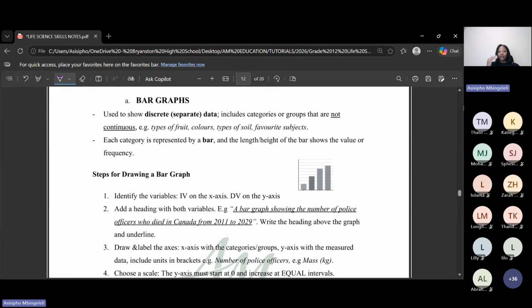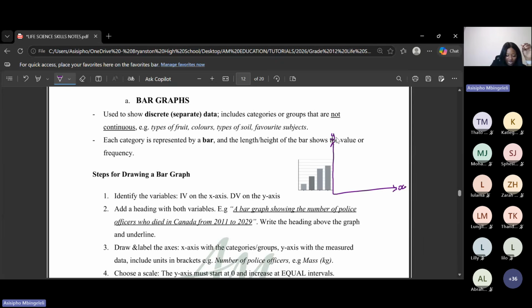Okay. Bar graph. When you are asked to draw a bar graph, please take note of this. You then use your table. You have to have a ruler, a pencil, and a pen. These two lines are your x-axis and your y-axis. I think this one we were taught in maths in grade 8.